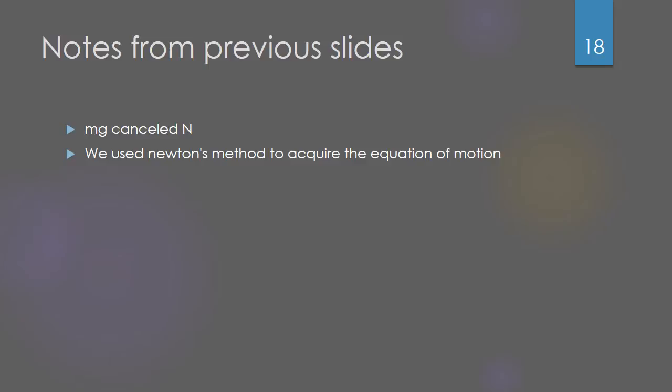There are a couple of important notes from the previous slide. Just notice that mg cancelled, put that in consideration, and that we used Newton's method to acquire the equation of motion, not Lagrange, Newton's method.